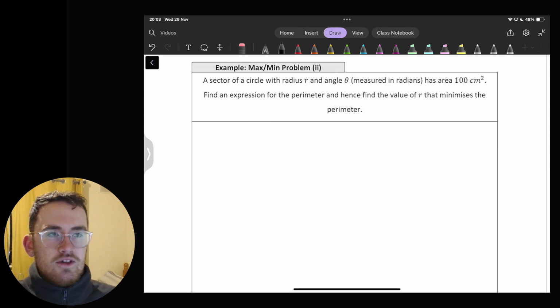Let's look at another example then to see again just another way it could be asked. A sector of a circle with radius r and an angle theta measured in radians has area 100 centimeters squared. Find an expression for the perimeter and hence find the value of r that minimizes the perimeter.